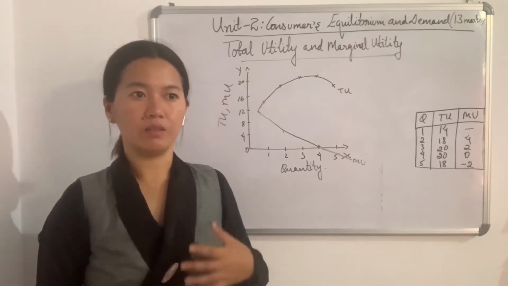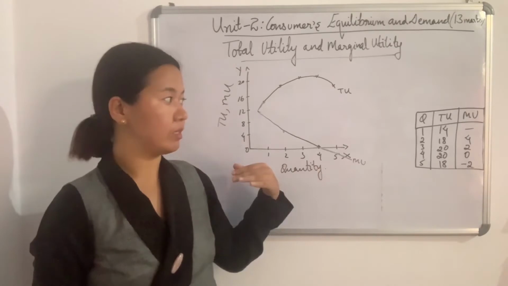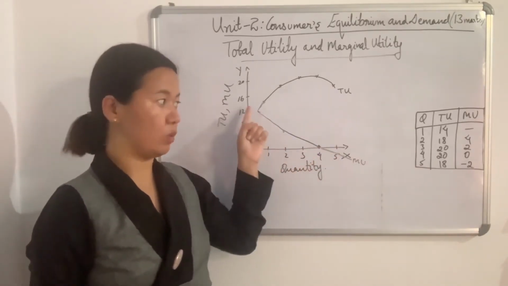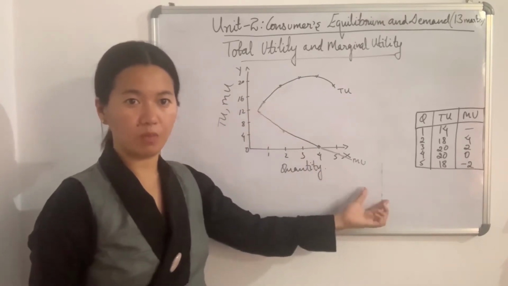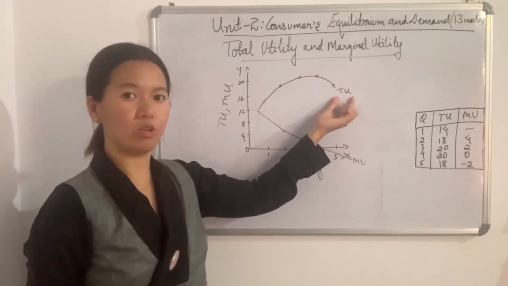Let's understand the relation between total utility and marginal utility in terms of a diagram. I'm using the same schedule. In this diagram, as you can see, the one which is downward sloping is marginal utility, and the one which increases and then falls is total utility.